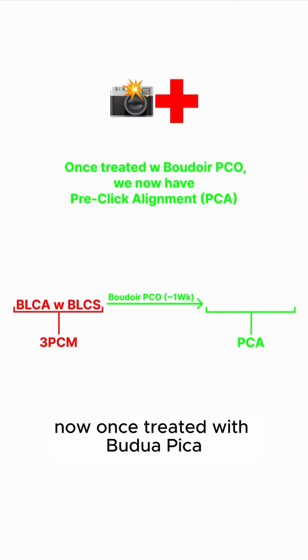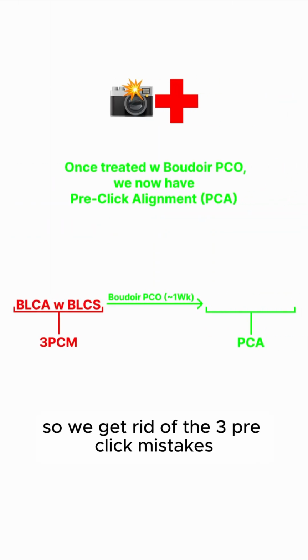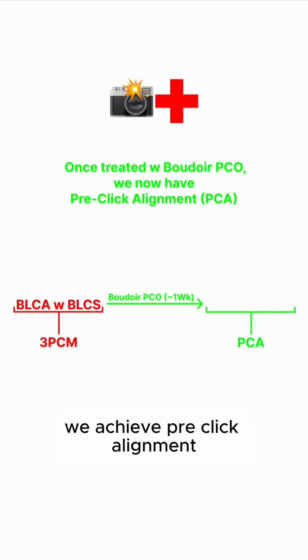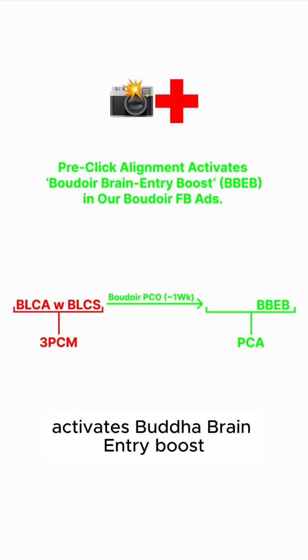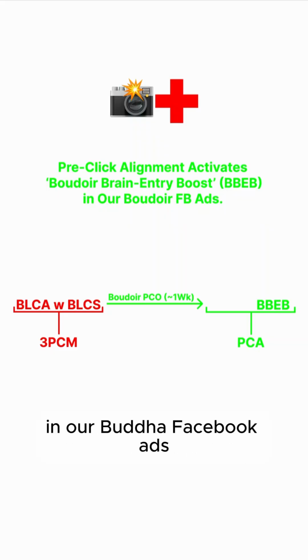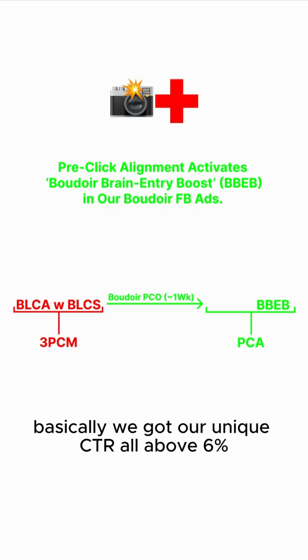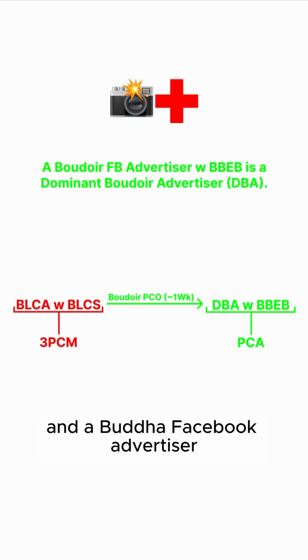Now, once treated with Boudoir Pico, we now have pre-click alignment. So we get rid of the 3 pre-click mistakes, we achieve pre-click alignment. And pre-click alignment activates Boudoir brain entry boost in our Boudoir Facebook ads. Basically, we got our unique CTR all above 6%. And a Boudoir Facebook advertiser with Boudoir brain entry boost is a dominant Boudoir advertiser, a DBA.